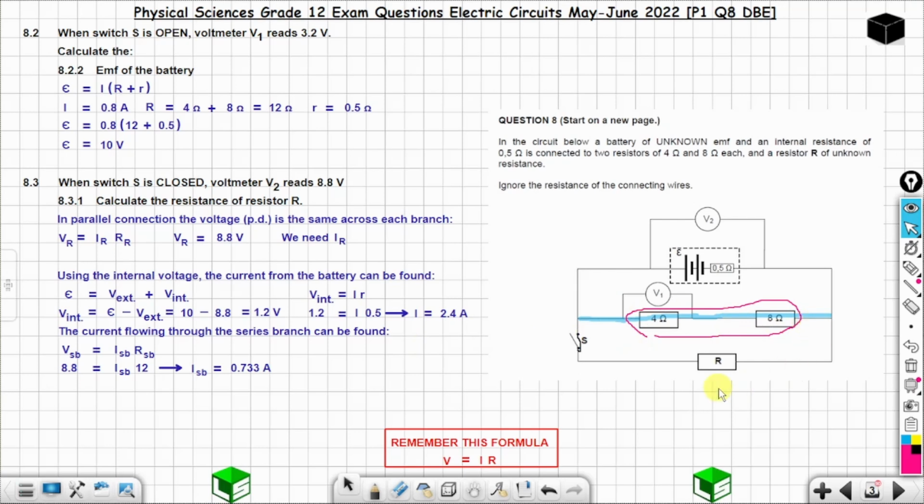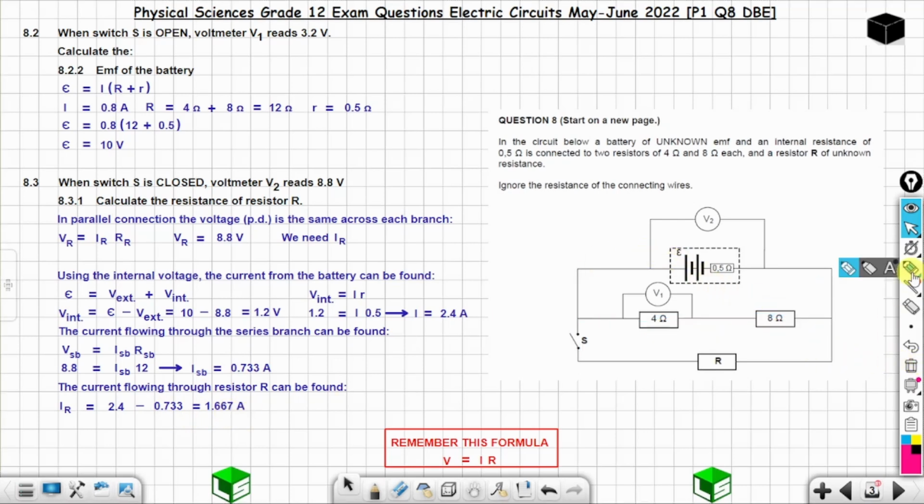So now the current on this branch, we can find it. The current flowing through resistor R can be found. The current through resistor R is equal to the total current minus the current you have on the series branch, which is 0.733. This is equal to 1.667 amperes.